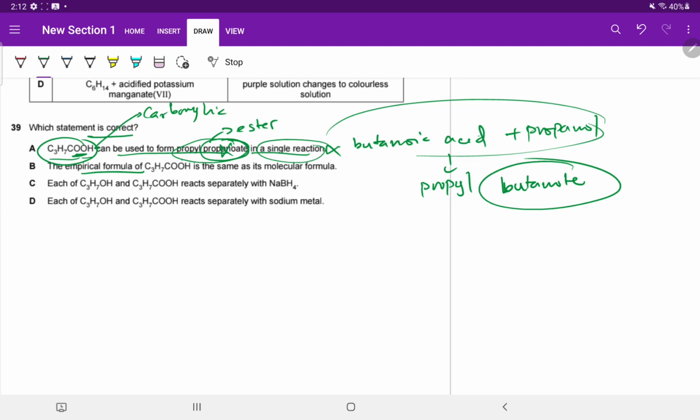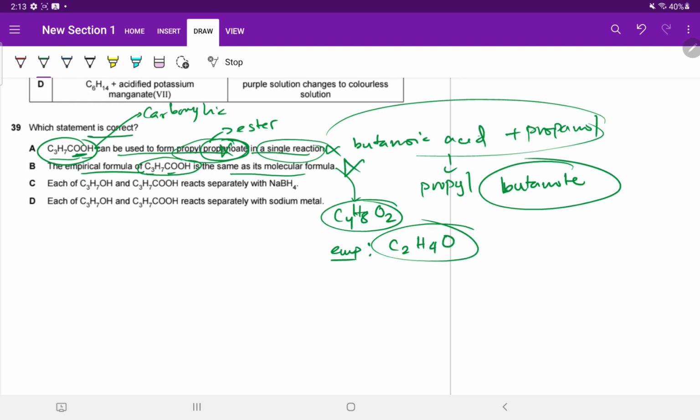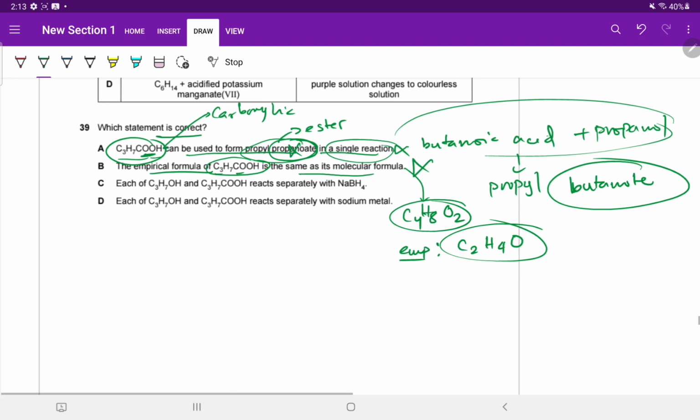Option B says the empirical formula of C3H7COOH is the same as the molecular formula. So let's write down the empirical formula and also the molecular formula. We have 4 carbon, 8 hydrogen and 2 oxygen. So the empirical formula shall be C2H4O. So this is not the same as the molecular formula. This is the molecular formula, this is the empirical formula. They are not the same. So option B is wrong.